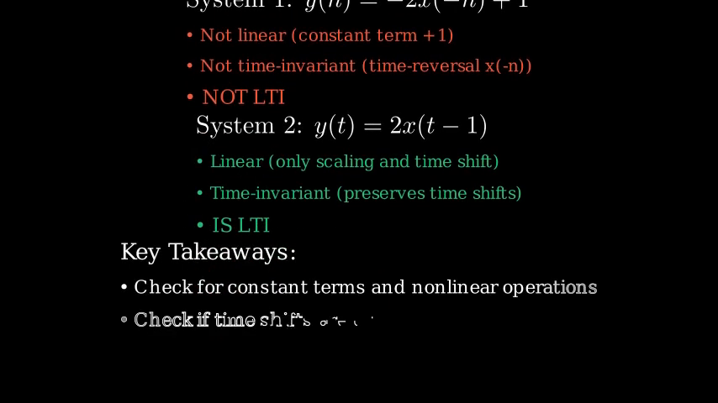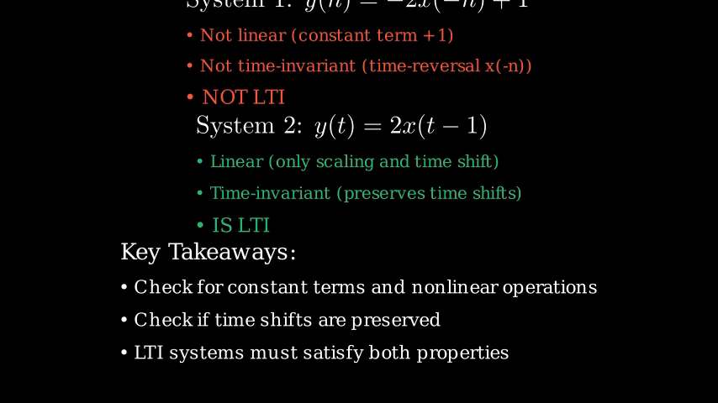When analyzing LTI systems, always check for: 1. Constant terms or nonlinear operations that violate linearity. 2. Operations that don't preserve time shifts, like time reversal. Understanding these properties is crucial for signal processing and system analysis.